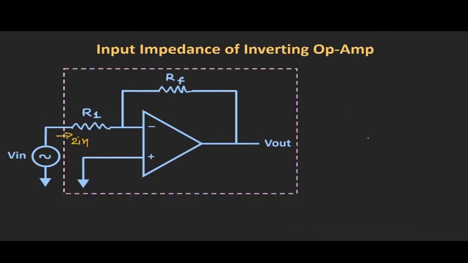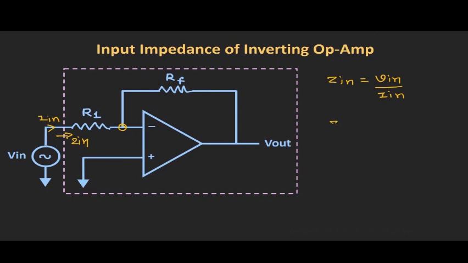Or in other words, we can say that the input impedance of this configuration is equal to the input voltage divided by the current that is going into the circuit. So let us say the current Iin is going into this circuit. So now here the ratio of input voltage divided by this input current will give us the input impedance of this configuration. Now we know that in this inverting op-amp configuration, this node will act as a virtual ground because here this non-inverting terminal is already grounded.